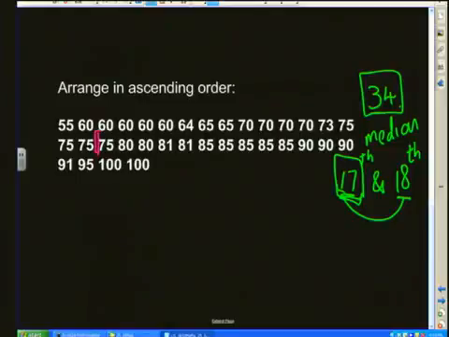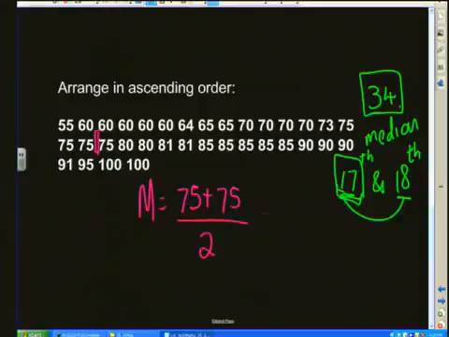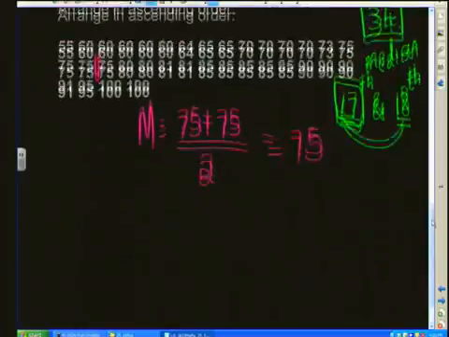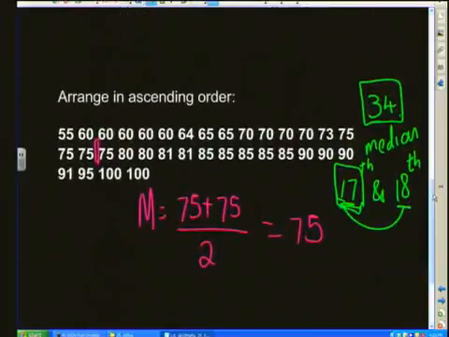All right, so in order to find the median when it's between two values, you find the average. So it's 75 plus 75, divided by 2, which is 150 divided by 2, which gives me 75. All right, so therefore our median is 75, and it's located between the 17th and 18th data points.